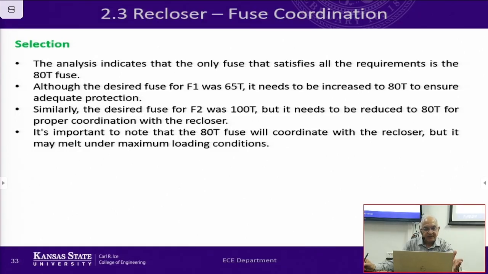So it is important to note that the 80T fuse will coordinate with the recloser, but it may melt under maximum loading conditions. So you have reduced the loading capacity, instead of the higher value that we wanted. So this is an example of how you coordinate the fuse at the upper end and the fuse at the lower end, so that you can get proper coordination for temporary faults as well as permanent faults.